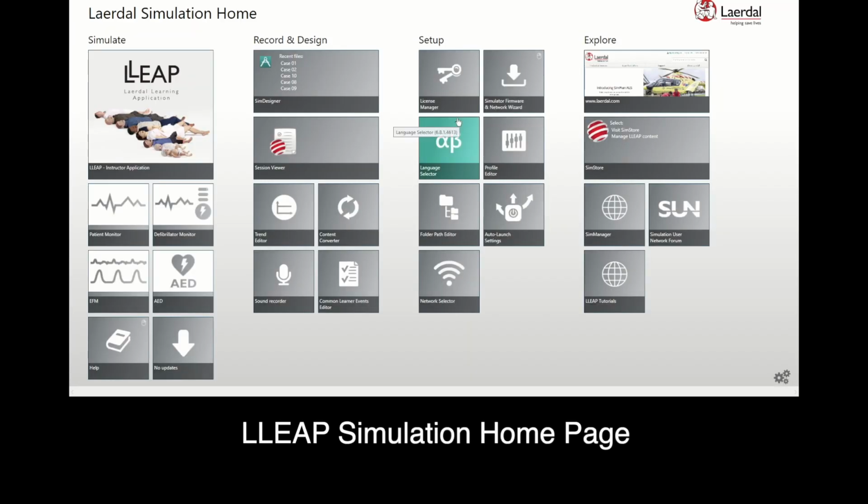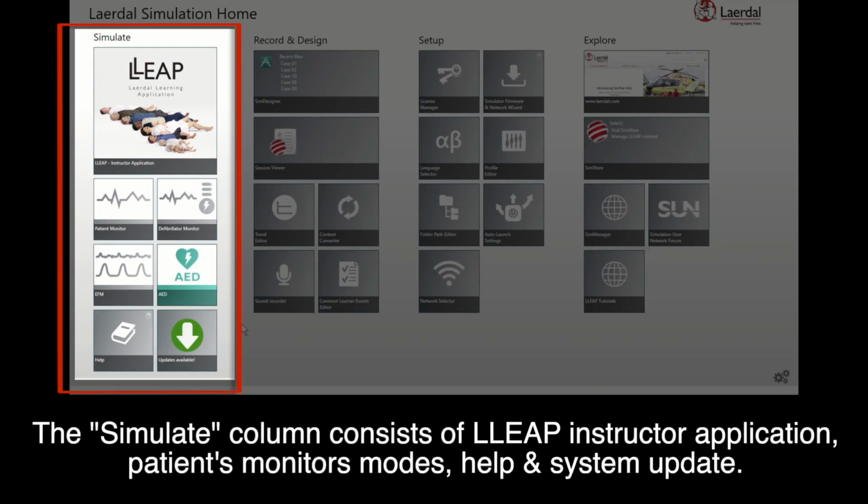In the home page, there are 4 columns. On your left is the Simulate column. It consists of the LEAP instructor application icon, icons for patient parameters monitoring, defibrillator with parameters with EFM or CTG, and AED. There is a help icon and a LEAP software update icon at the bottom.